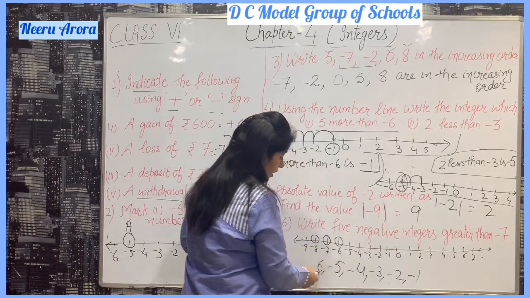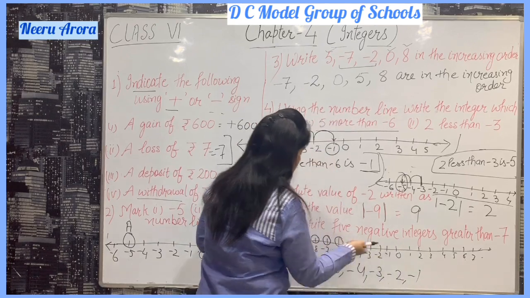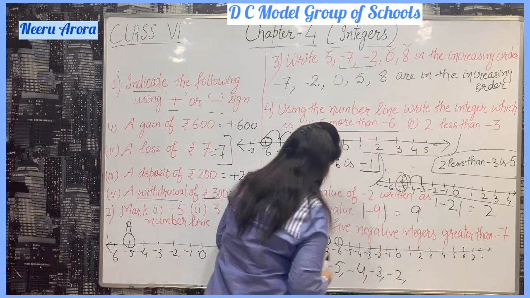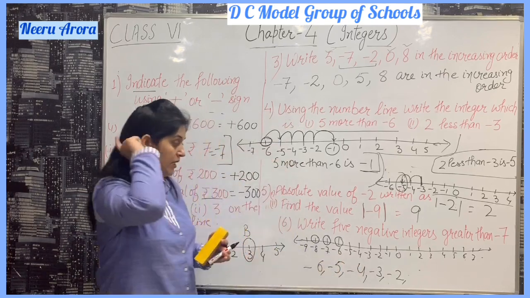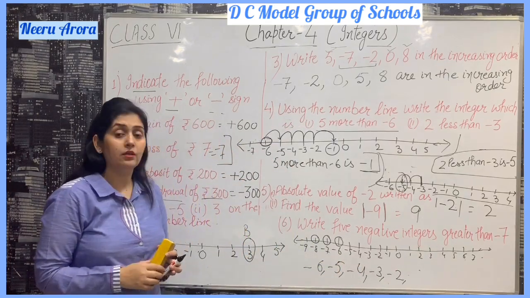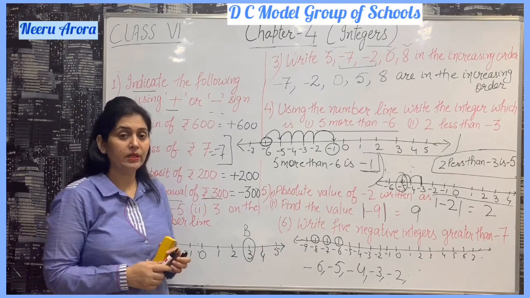So we want to write 5 only. So these numbers minus 6, minus 5, minus 4, minus 3, minus 2 are greater than minus 7. I hope it is clear to you.